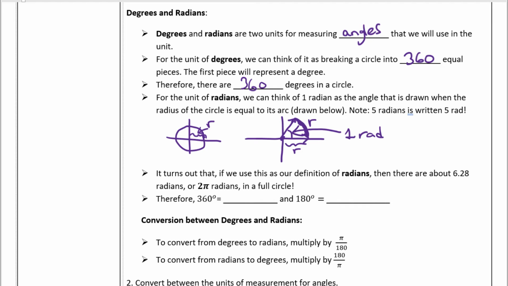The arc is this part of the circle, if you will. If this were a circle, this is the angle that's cutting through that circle, and this arc here is equal to the radius. That is 1 radian. It turns out that if we use this as our definition, there are about 6.28 radians in a full circle. If you were to do this a few times, you would have about 6.28 radians in 1 full loop, and that's the same as 2 pi. So there are 2 pi radians in 1 circle.